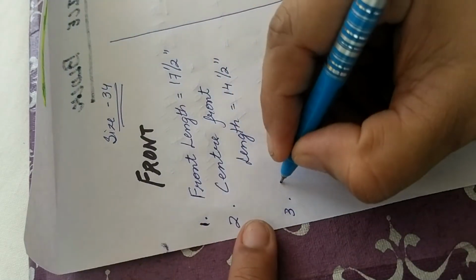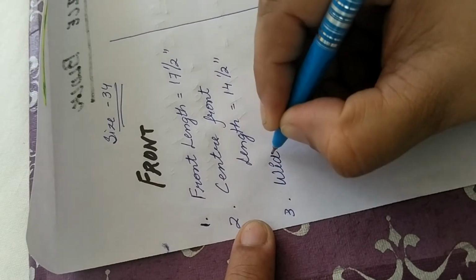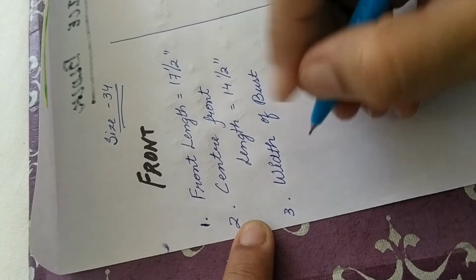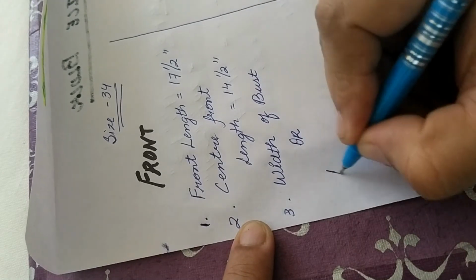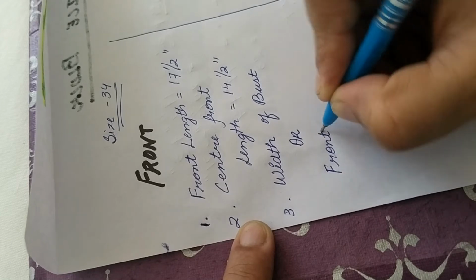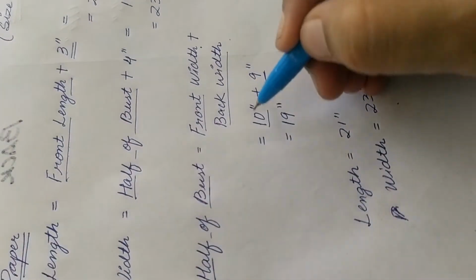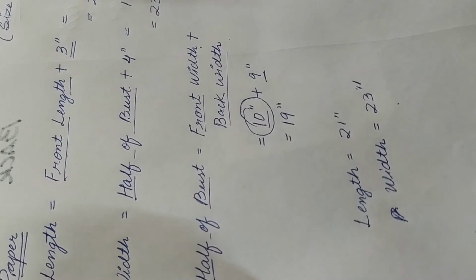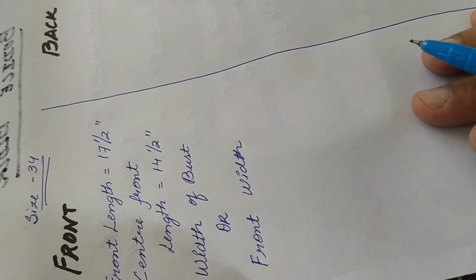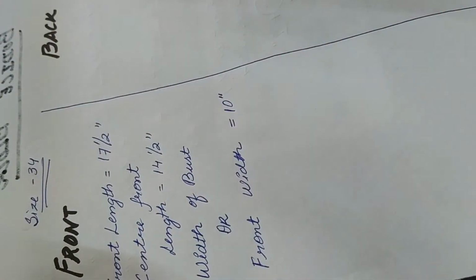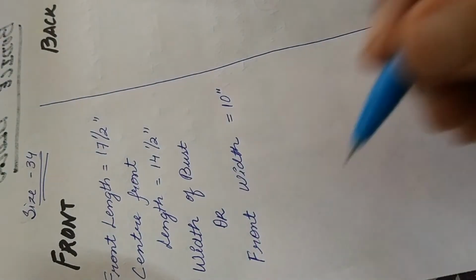After this, width of bust, or another name for this is front width. See, I used this measurement. If you remember, I used this measurement here for the calculation of the width of my paper. So this is equal to 10 inches. So I hope now you will be able to relate it, right?